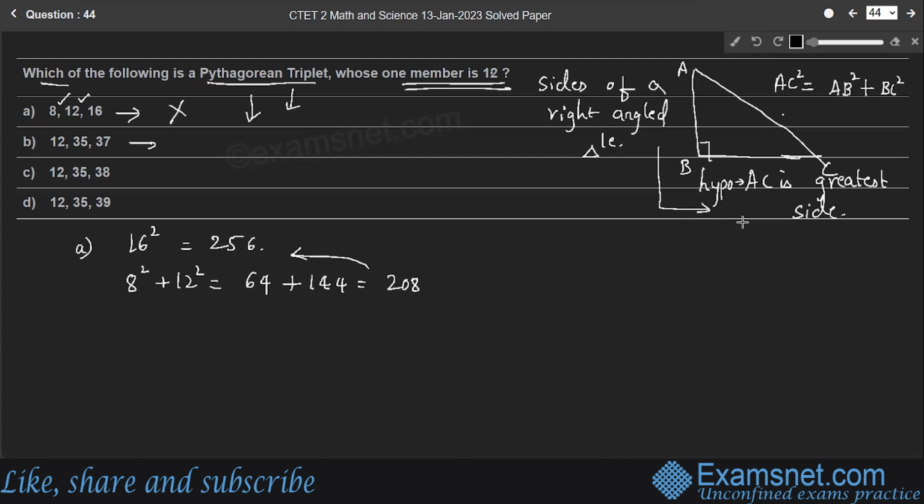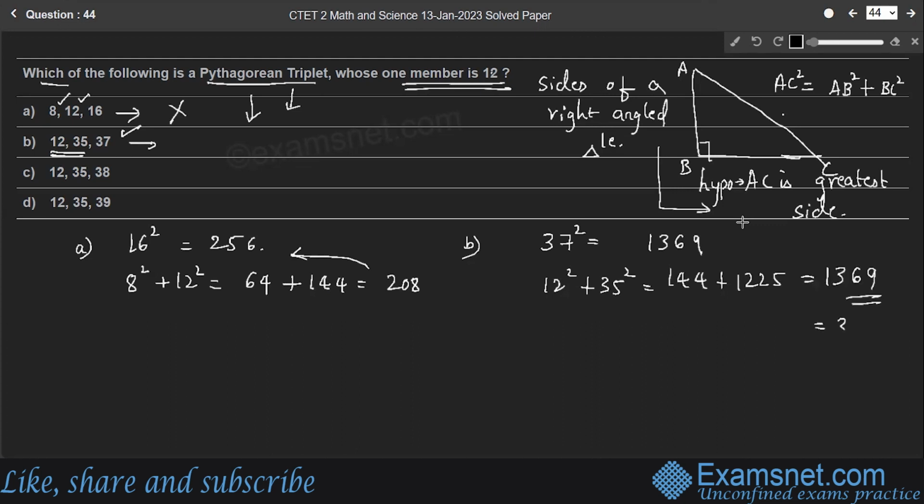So consider option B, right? So in which the greatest side is 37, right? So we'll consider 37 square. So 37 into 37, you'll get 1369. Now we'll take sum of the squares of remaining two sides. 12 square plus 35 square, right? So here 12 square is 144 plus 35 square is 1225, right? So 1225 plus 144 is 1369, which is nothing but 37 square.